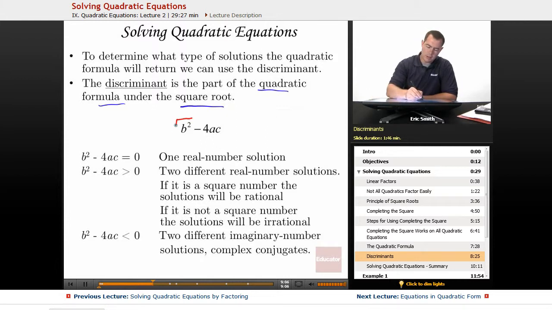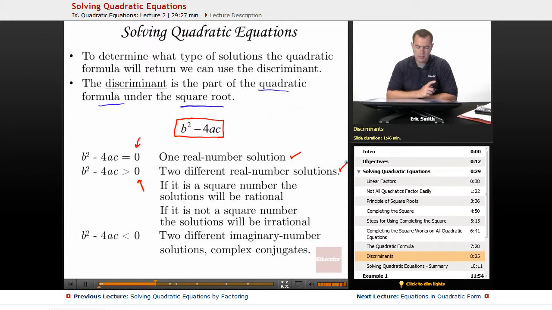If we're looking at the part underneath the square root, that's the discriminant, and say it is equal to 0. What that tells us is that we will get exactly one real number solution. If the discriminant happens to be greater than 0, so think some sort of positive number, then we know we will have two different real number solutions.